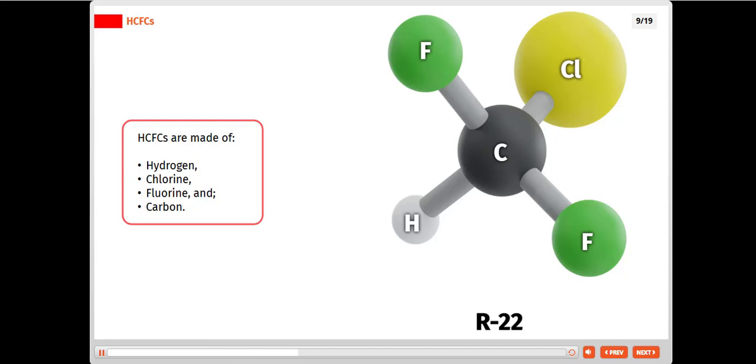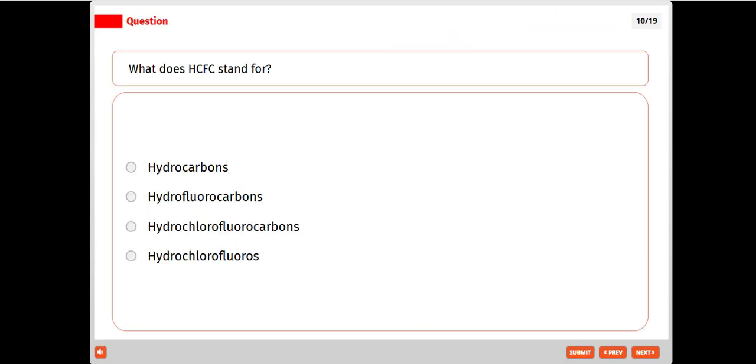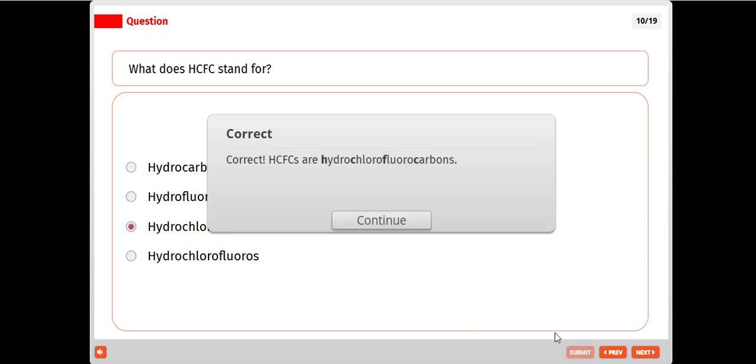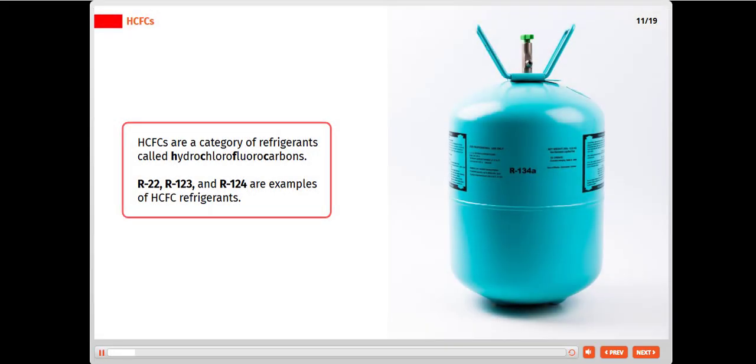HCFCs are made of hydrogen, chlorine, fluorine, and a carbon. What does HCFC stand for? It is hydrochlorofluorocarbon. HCFCs are a category of refrigerants called hydrochlorofluorocarbons. R22, R123, and R124 are examples of HCFC refrigerants.